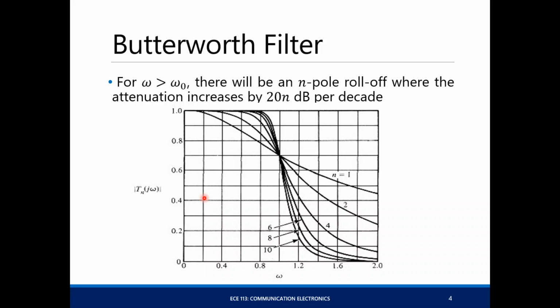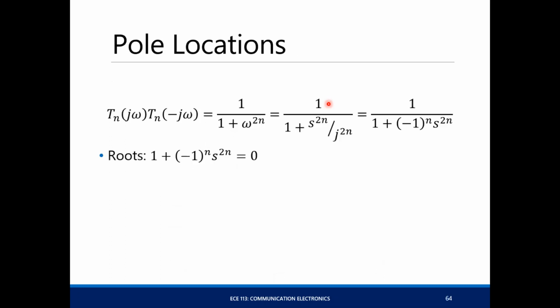If you use a frequency greater than the cutoff frequency omega sub 0, there will be an n-pole roll-off, or your attenuation increases by 20 decibels per decade. The pole locations of your Butterworth filter: if it's 1 over 1 plus omega to the 2n, we let s equal j omega, substitute s there, and you get this. And with that, you have this equation for your transfer function.